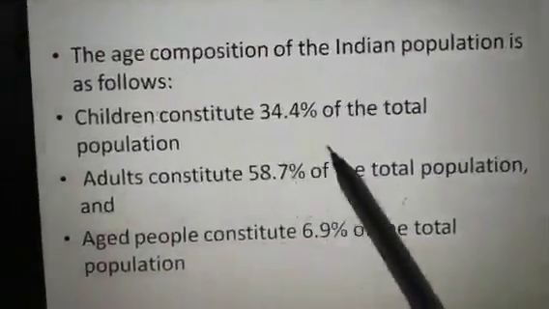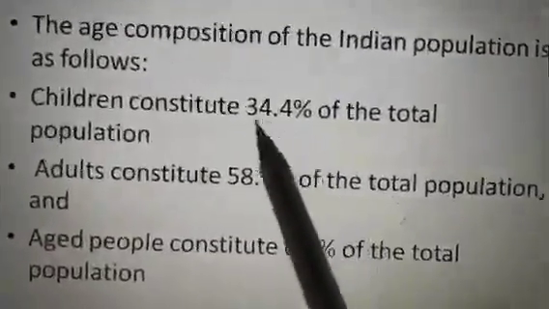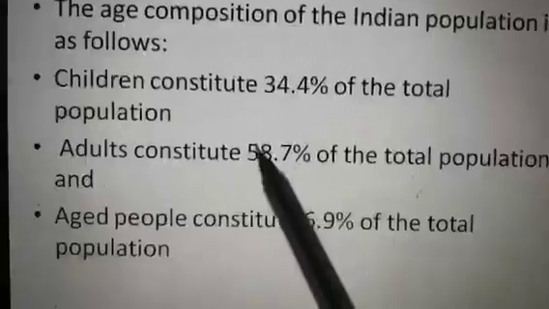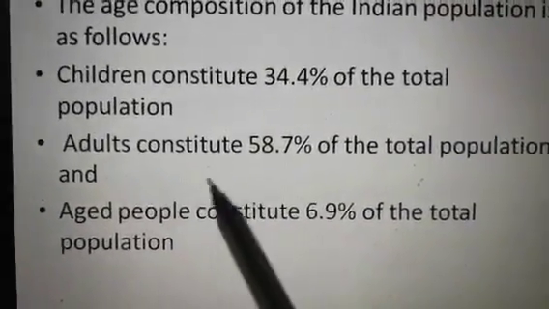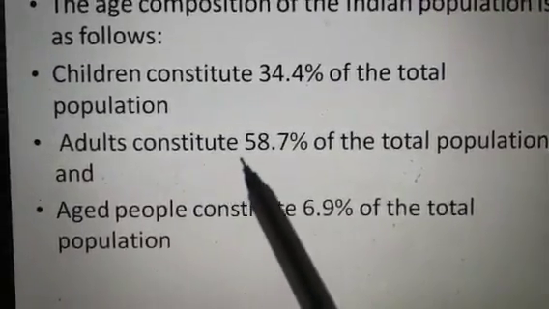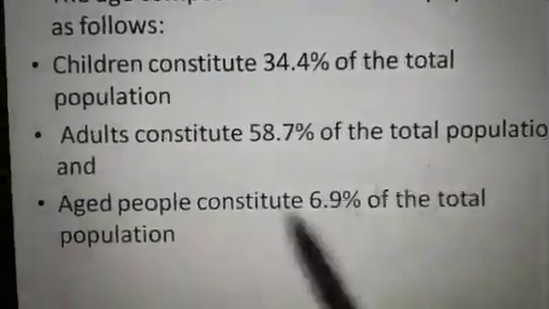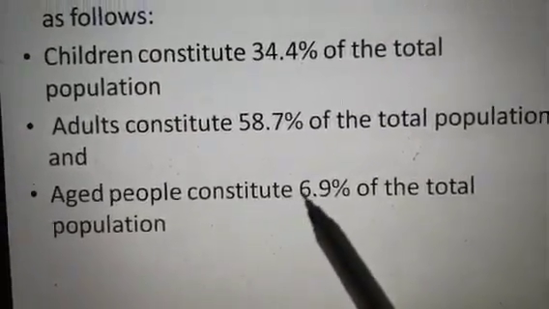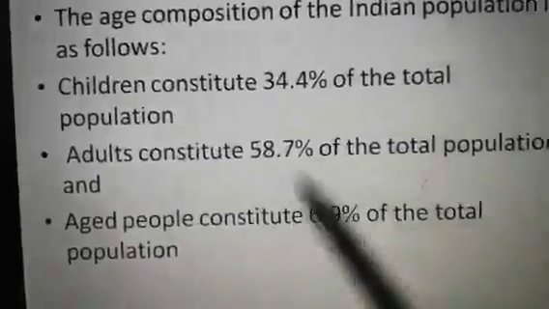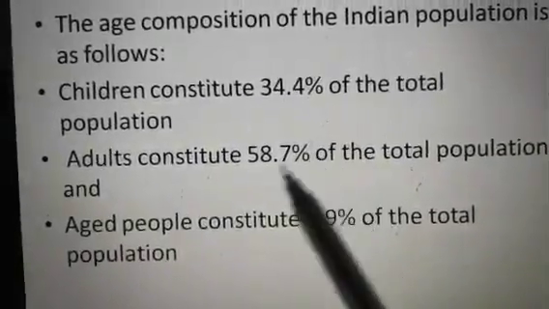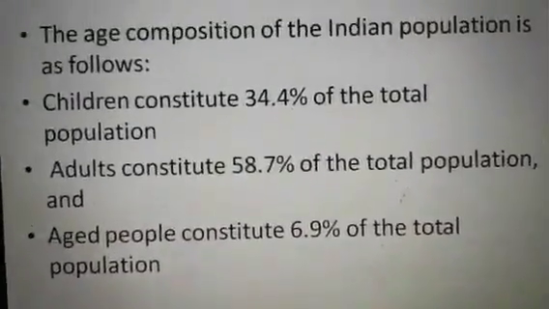Okay, and the age composition of the Indian population is as follows. Children constitute 34.4% of the total population. Adults, that is the working population, constitute 58.7%, nearly 60% of the total population. And the aged population constitutes 6.9% of the total population. Here we can distinguish developed and developing countries, because in developed countries, aged people are more in the pyramid structure.